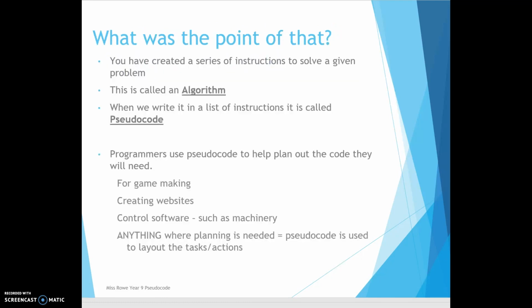So what was the point of that? You created a series of instructions to solve a given problem. This is called an algorithm, which we just explained. When we write it as a list of instructions, it's called pseudocode. Programmers use pseudocode to help plan out the code they will need for game making, creating websites, control software, anything where planning is needed. Pseudocode is used to lay out the tasks and actions. So it's just a different way, similar to flowcharts. Flowcharts show the decision process and the inputs and outputs, and then pseudocode is writing the list of instructions.